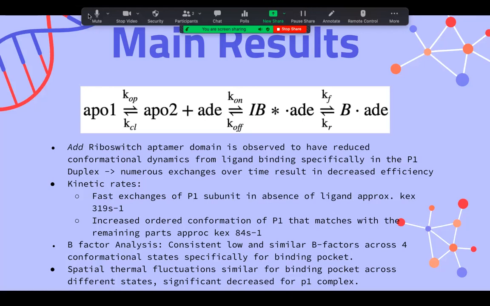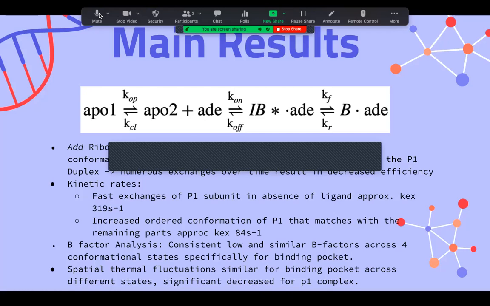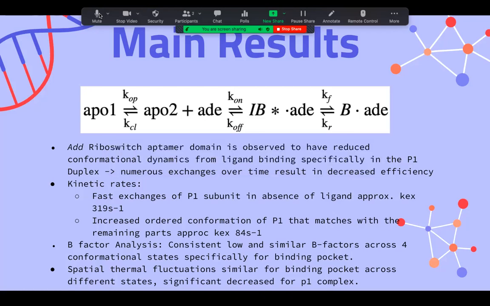So finally, we have the kinetic state model in the figure, represented by different kinetic exchange rates. Overall, the add riboswitch aptamer domain was observed to have reduced conformational dynamics in the P1 duplex, so this is outside of the binding pocket. This is notably from the increased numerous exchanges over time, the KEX, resulting purely in the P1 subunit, as opposed to the increased ordered conformation of the P1 after the ligand has already been bound.